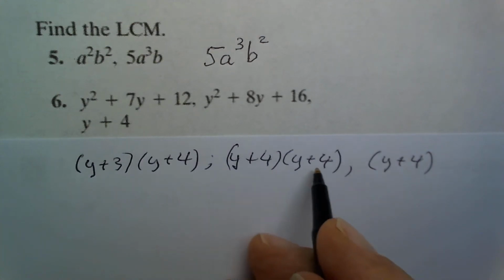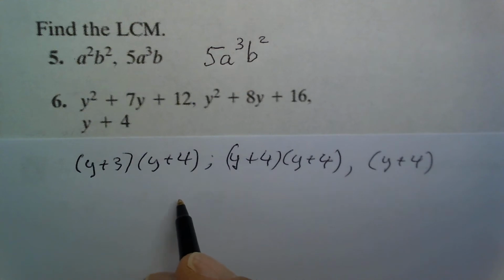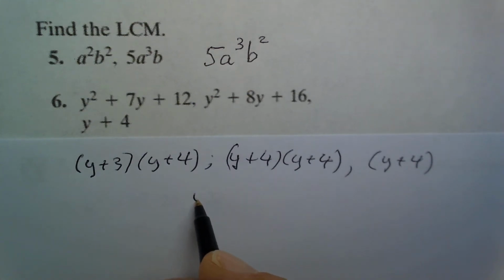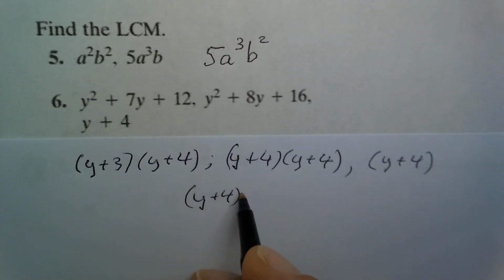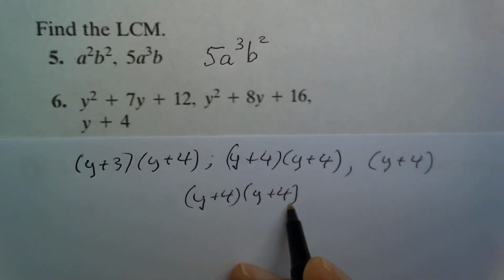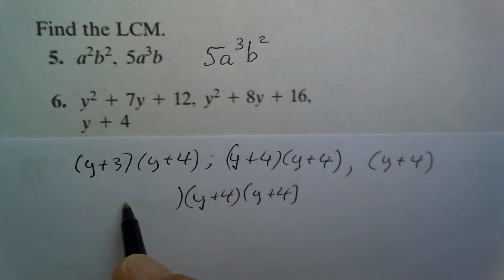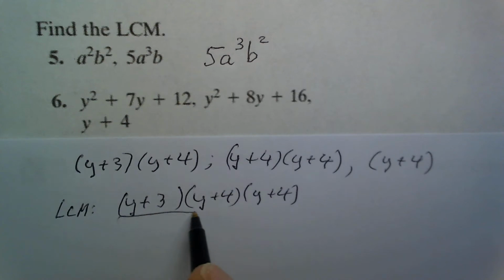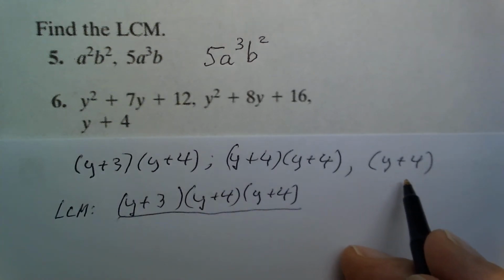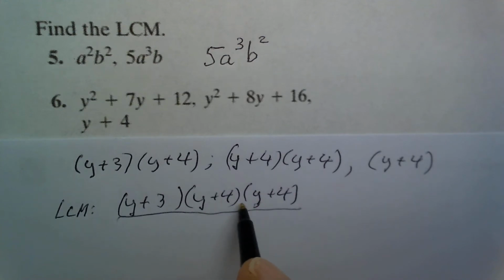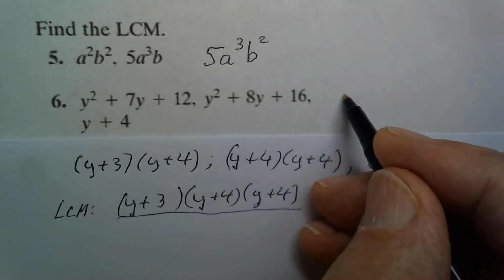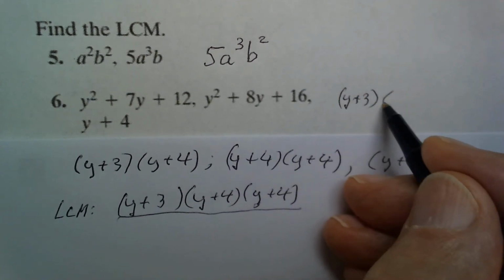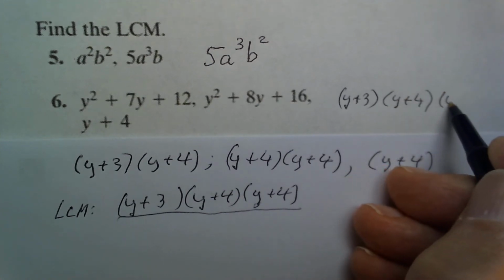So y plus 4 to the second power is the highest exponent for the expression y plus 4. So it's y plus 4 times y plus 4. And then we have a y plus 3 as a factor. So that's our least common multiple. And again, the last one is already part of the two factors y plus 4 here. So here the LCM is y plus 3 times y plus 4 times y plus 4.